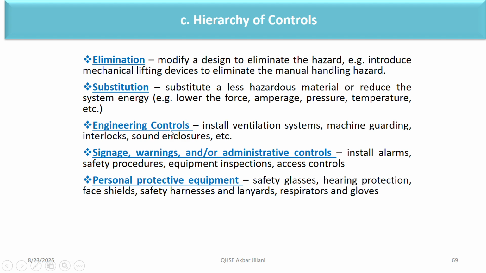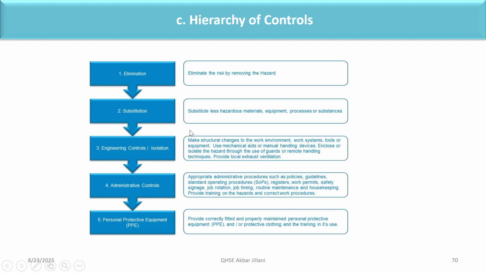have hazardous paint, we will use water-based paint. Engineering control: provide guards or LEV, local exhaust ventilation. Administrative control means installing signage, then developing procedures and supervision. PPE is the last option that we have.